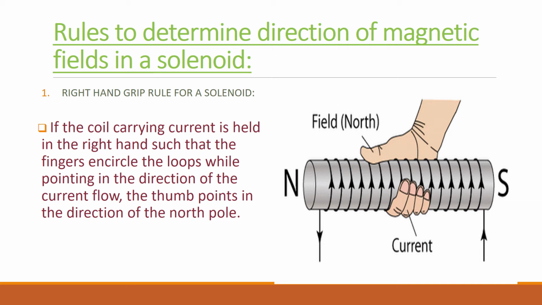So let us state the right-hand grip rule, which will enable us to determine the polarity of the solenoid. If you hold the conductor using your right hand with the fingers curling around the conductor in the direction of current, then the thumb points in the direction of north of the solenoid.